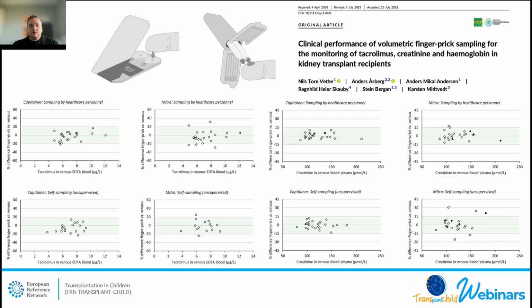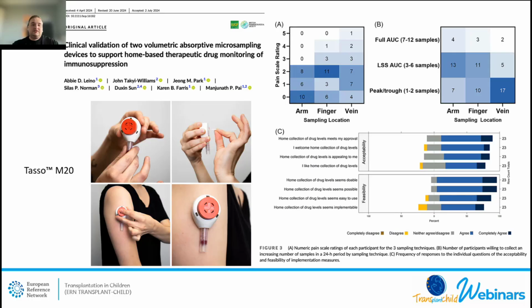I would like to show the work of our colleagues from Norway. They performed a study with supervised or unsupervised collection of samples. So it's necessary to train patients and train the staff, the nurse or medical doctor, in appropriate collection of samples, because it's crucial to give reliable results.